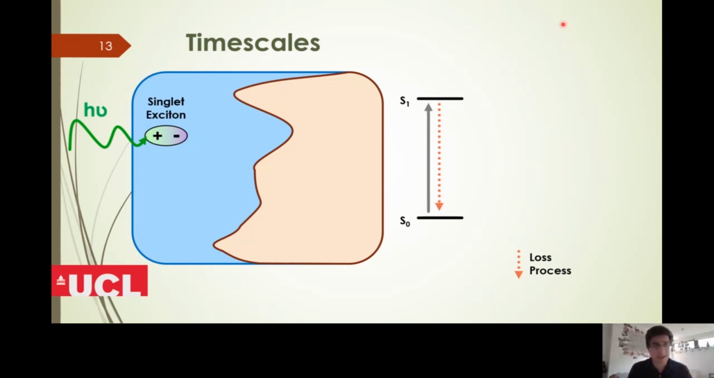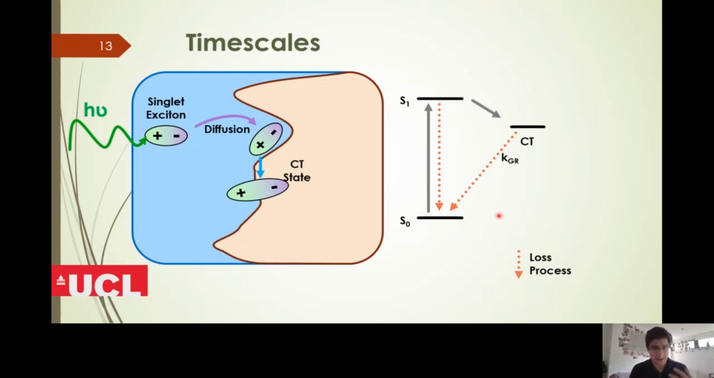So in this case, a donor material, the blue one, is going to absorb some light. It's going to create a singlet exciton, like you see here in the energy diagram. It has to diffuse to reach the interface. Of course, in the meanwhile, it can relax to the ground state, which is a loss process in solar cells.